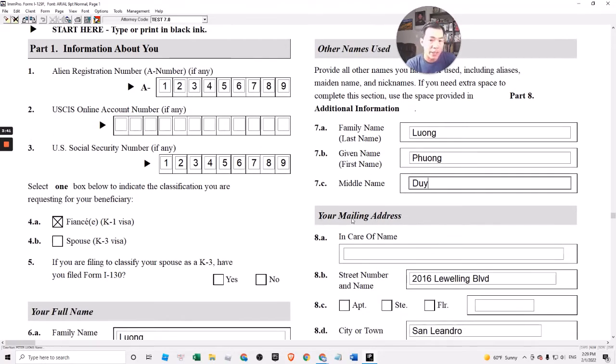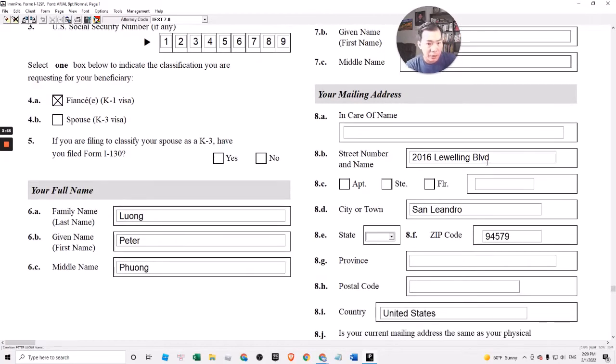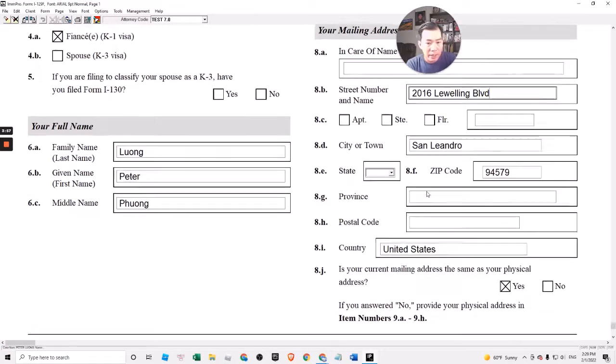Your mailing address, very important. You have to use your correct mailing address. And remember, whenever you change, you have to notify the USCIS of your new address. Otherwise, the mail will not be delivered to your new address. So this is your address. I put it here, easy.